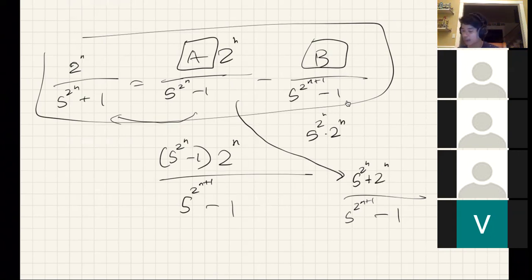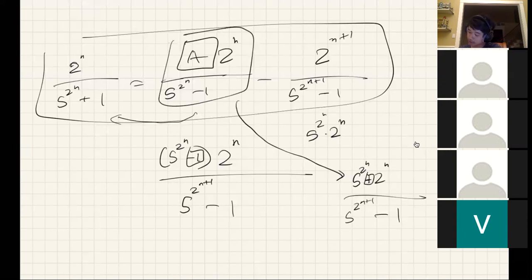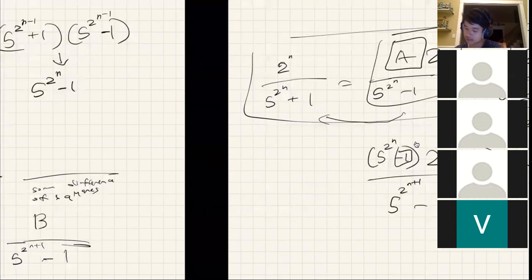So now, how do we get this plus to become minus? The key to this problem is to realize that to do that, we just let b equal 2 to the power of n plus 1. So now, all of our problems have gone away, because this is going to be a fraction of n, and this is going to be a fraction of n plus 1. Our index has shifted essentially.